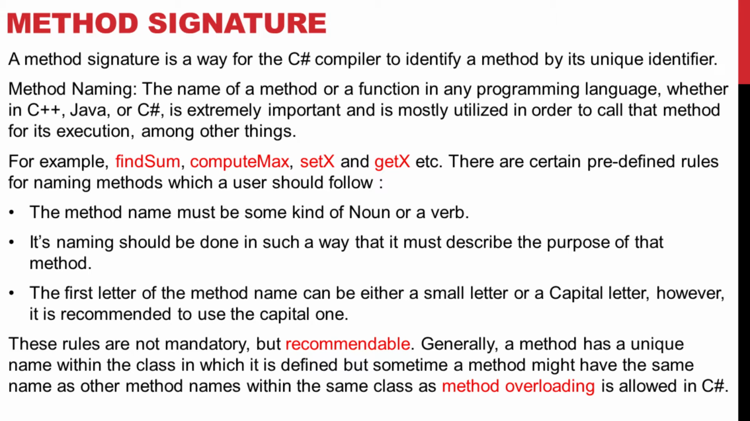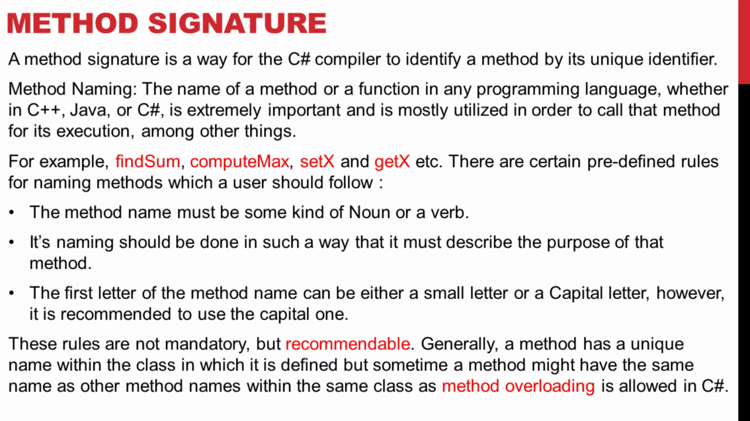A method signature is a way for the C# compiler to identify a method by its unique identifier. Method naming. The name of a method or a function in any programming language, whether in C++, Java, or C#, is extremely important and is mostly utilized in order to call that method for its execution, among other things. For example, FindSum, ComputeMax, and so on.